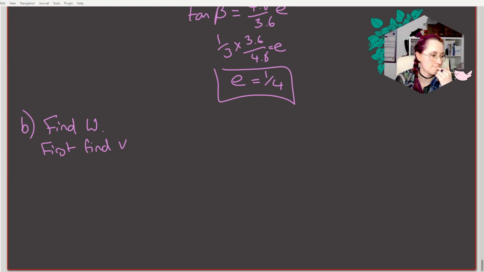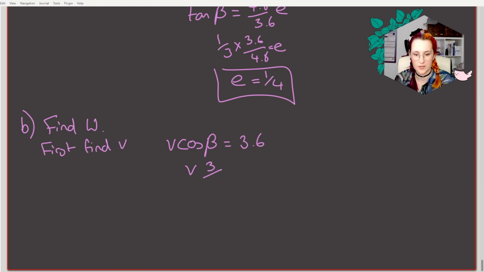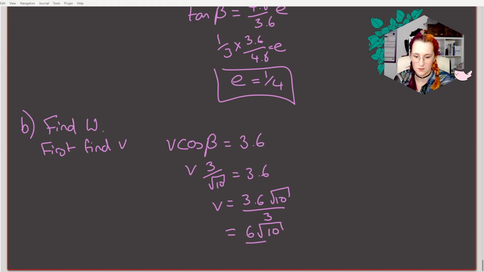Let's do V cos beta is 3.6, so that's V, and then I said that cos beta was 3 over root 10, 3.6, so that's V is 3.6 root 10 over 3, which is equal to 6 root 10 over 5. I believe.